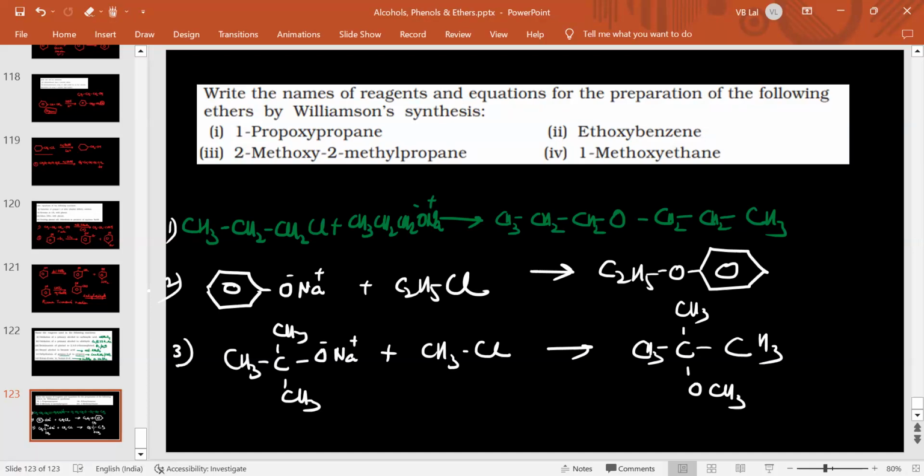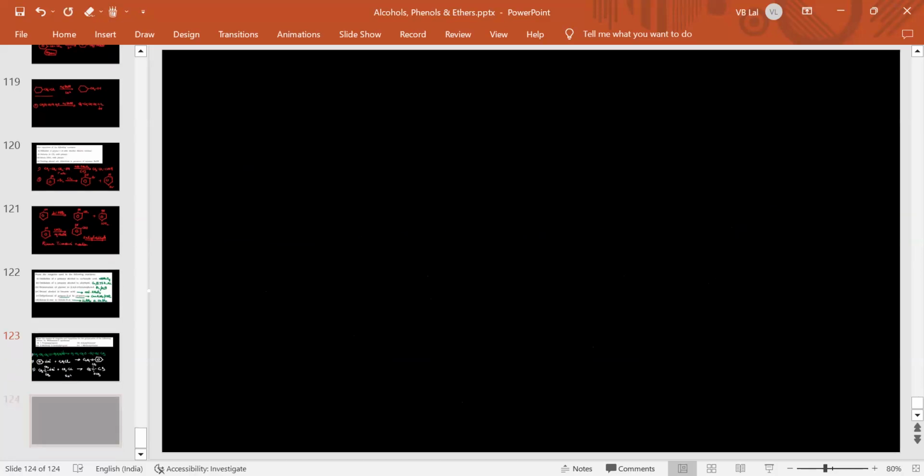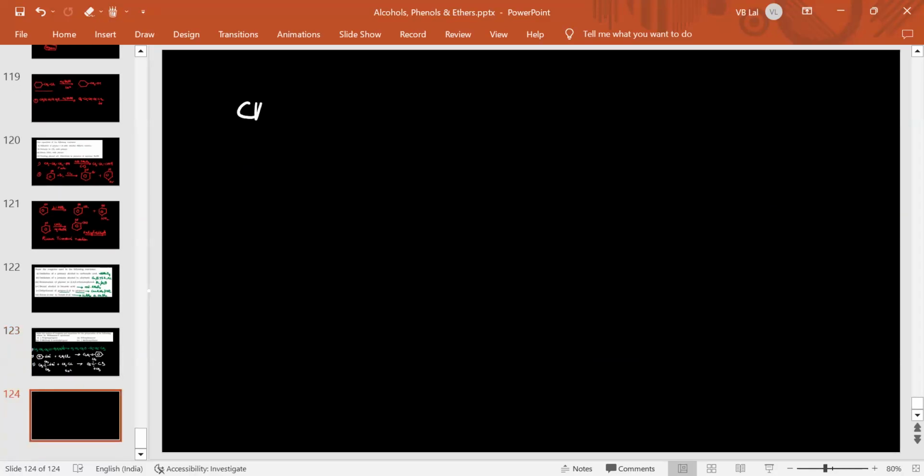Can you understand the reason why? Sai Kalyan, can you understand the reason? The reason is that in this case, it will follow the SN2 mechanism. In SN2 mechanism, substitution product is formed more easily. If I had taken the one which you are saying, that is tertiary alkyl chloride plus CH3ONa, then what will happen?